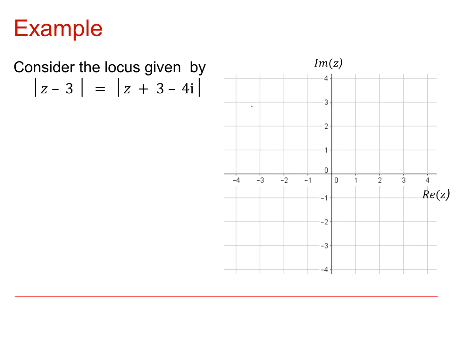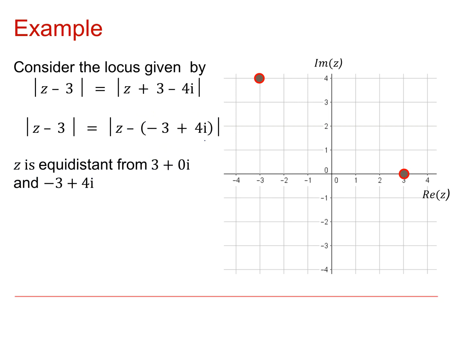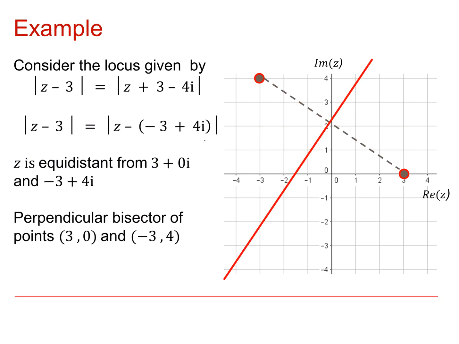Here's another example. As before, the first step is to rearrange the moduli to be in the correct form z minus z1. So that's going to be z minus, well, I need plus 3, so that will have to be minus minus 3. And I want minus 4i, so that will be z take away, brackets, minus 3 plus 4i. So my point z2 is minus 3 plus 4i. So there are the 2 points, and I want the perpendicular bisector of the line joining them. So we've sketched the line. Can we find its equation?